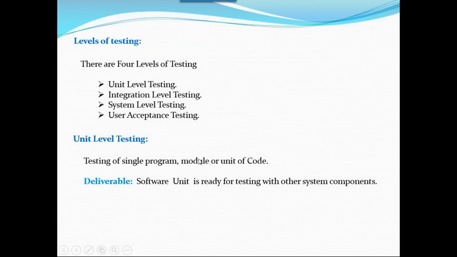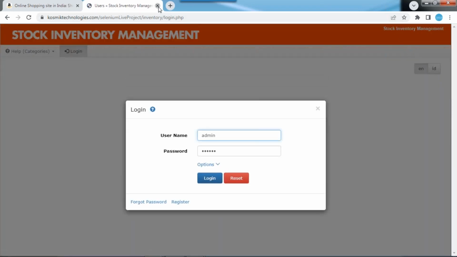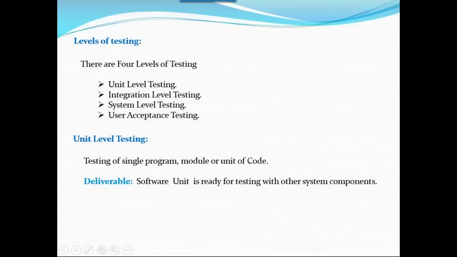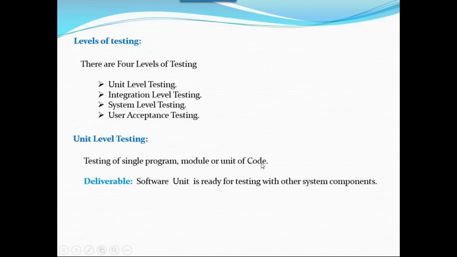So in case they ask you to test a module, you need to work on that module. But generally, I told you, unit testing is done by the developers. Before they send the code to QA, they check whether the code is working properly or not. That kind of testing we call unit testing. In case they ask you to test any module, you need to test. The unit is ready for testing with other system components. So my code is correct, my code is working fine, it is ready to work with the other components.